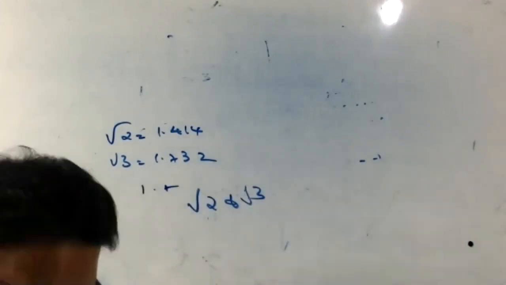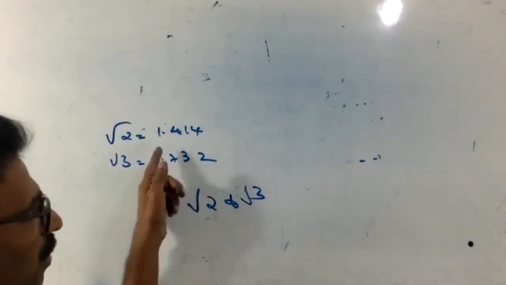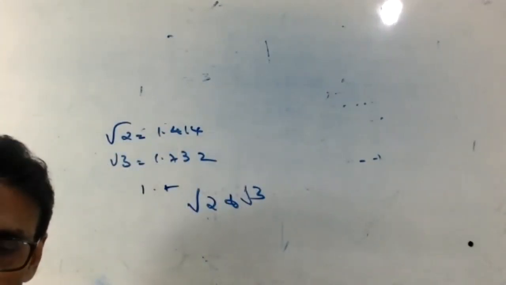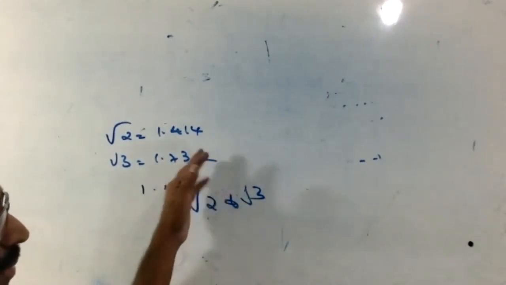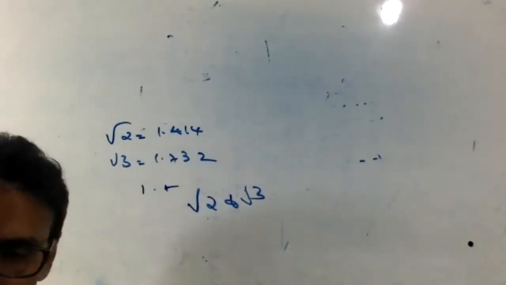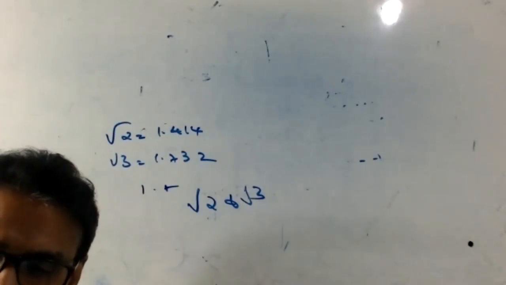So the best number is 1.5. Don't take more risk. Because root 2 is 1.4, root 3 is 1.7, in between. No, don't take 1.7, you'll be in trouble. Okay, 1.5 is the best chance, or 1.6.